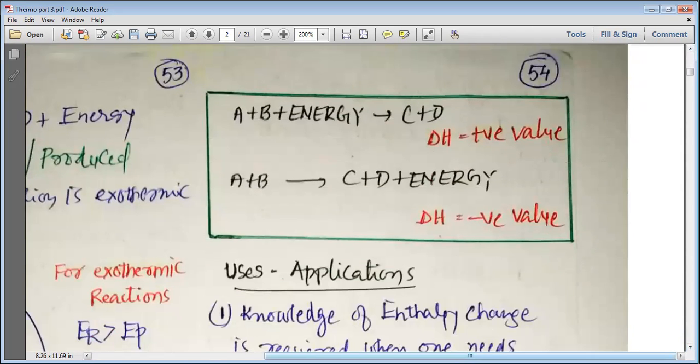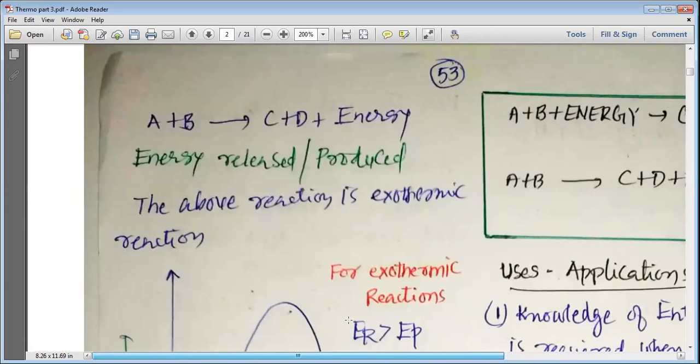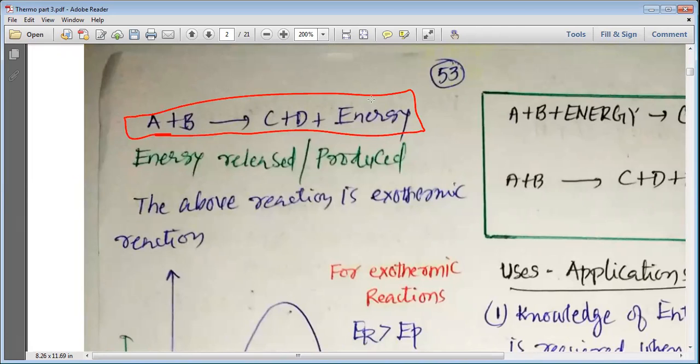Now let us study the exothermic reactions. When you have reactions like A plus B gives C plus D plus energy, you can see that energy is released or produced during this reaction. Such a reaction is called an exothermic reaction. So those reactions in which energy is produced or released, we call exothermic reactions.